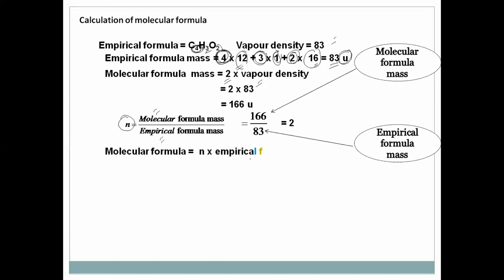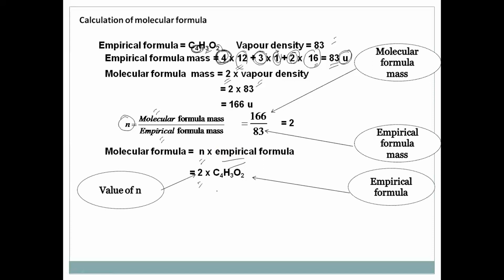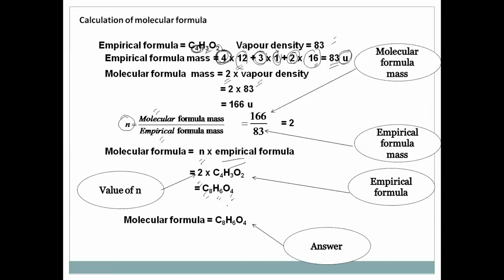Now we will proceed to calculate the molecular formula. The molecular formula can be calculated when n factor, n value is multiplied by the empirical formula. Here n value is 2 that we already calculated, and empirical formula is C4H3O2. When we solve this equation, the answer comes to be C8H6O4. Thus, molecular formula of the compound is C8H6O4. That is our answer.